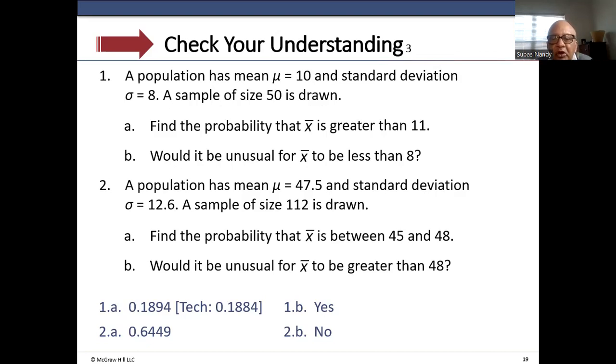This probability is 0.337, which is much greater than 0.05. Any event with a probability greater than 0.05 is not unusual. So the question is, would it be unusual for x bar to be greater than 48? The answer is no, because that probability is greater than 0.05. So it's a very usual event. Okay, it's not unusual. So the answer is no.